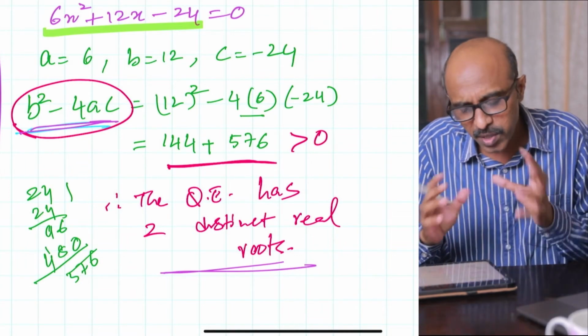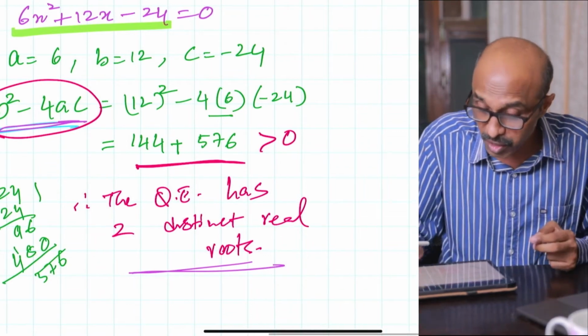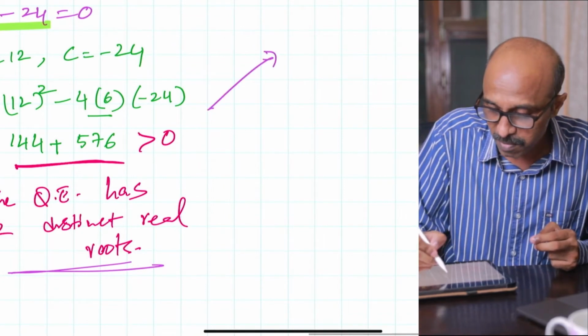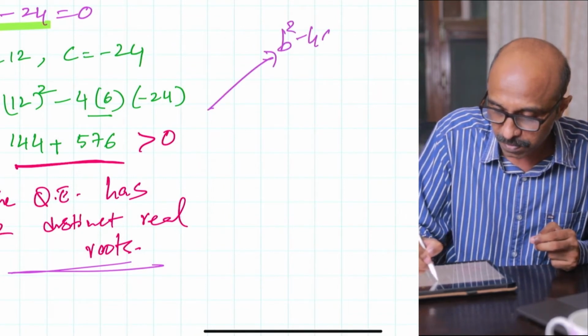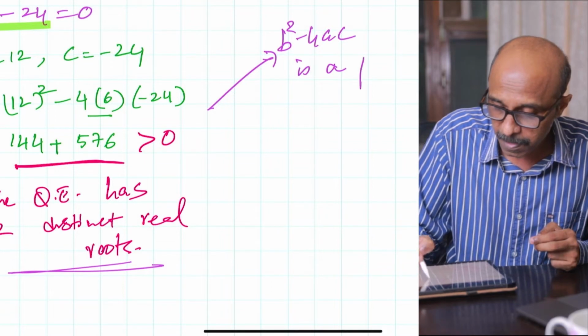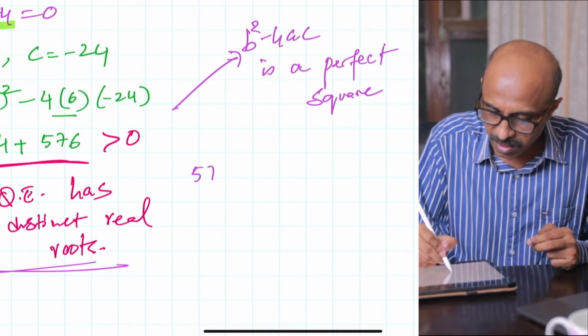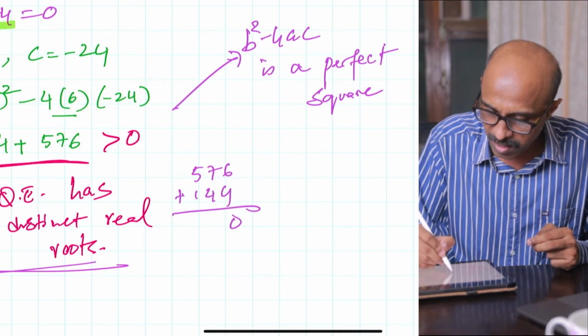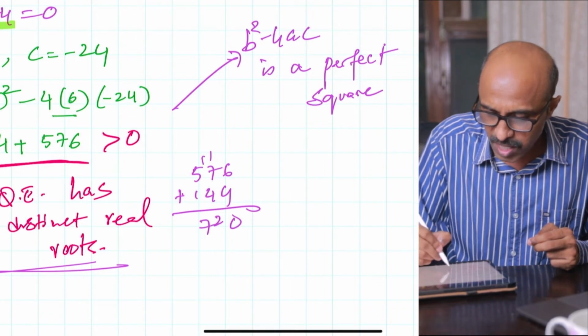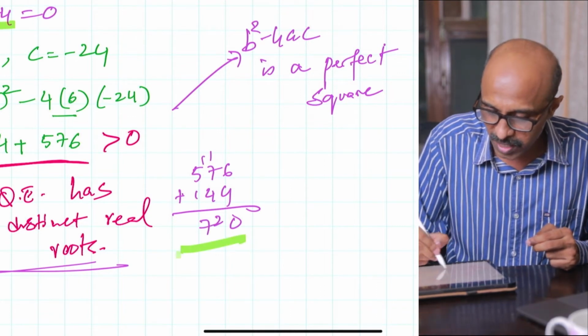Now, when b squared minus 4ac is positive, you can also have two different conditions. The two conditions are when b squared minus 4ac is a perfect square, because it can be a square number or it may not be a square number. In this case, you have 576 plus 144, which is 720. 720 is not a square number, all right? It's not a square number.